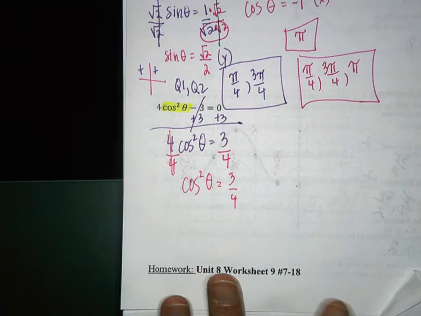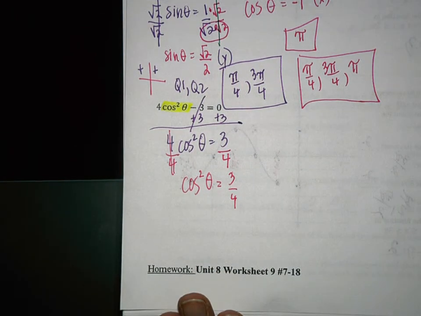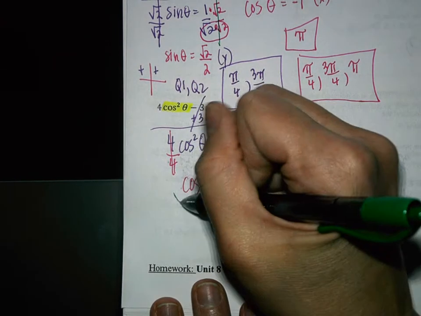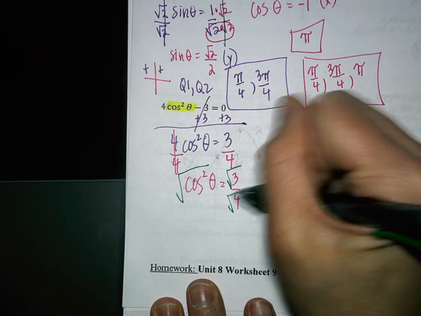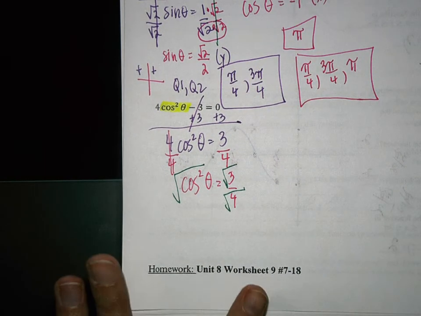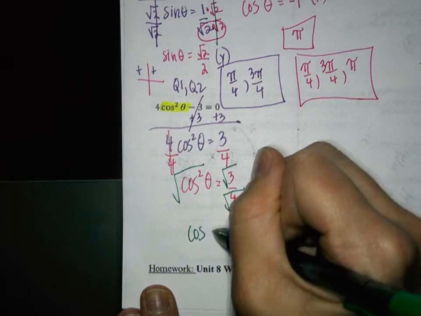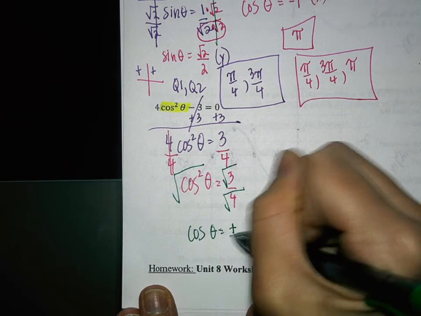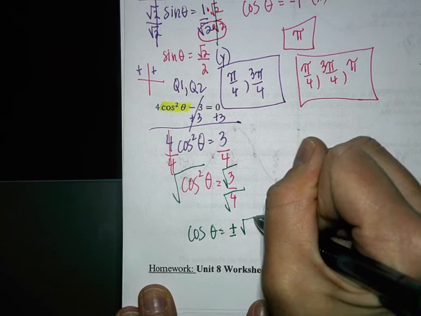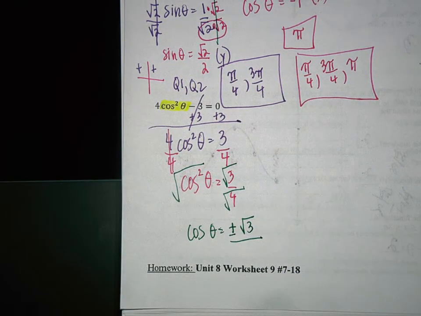Now, how would I get rid of a square? How do I get just cosine instead of cosine squared? Hopefully you said to take the square root. So we're going to take the square root of everything. When we do that, we end up getting a positive and negative number, because these would become absolute values, and inside the absolute value you can have a positive answer or a negative answer. And so I'm going to put cosine of theta equals plus or minus. On the top we have root 3 still, and in the denominator the square root of 4 is 2.